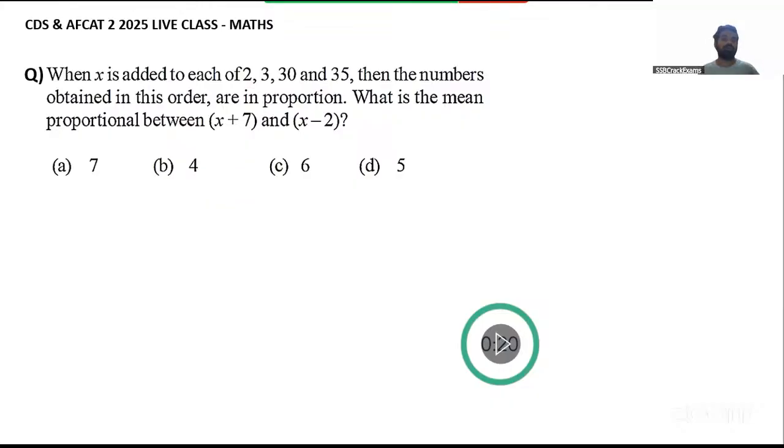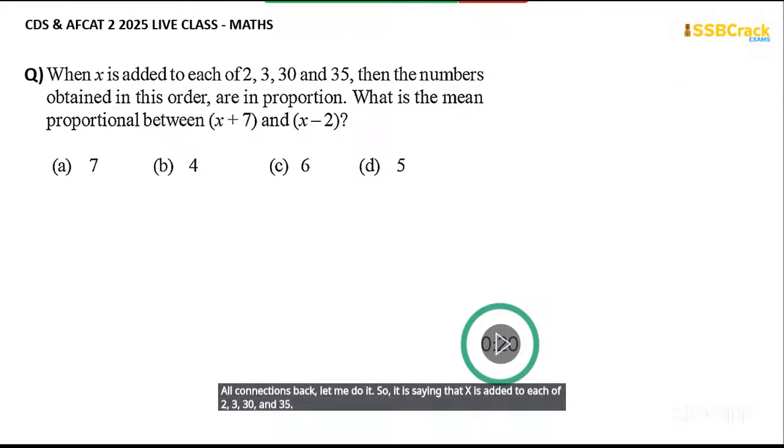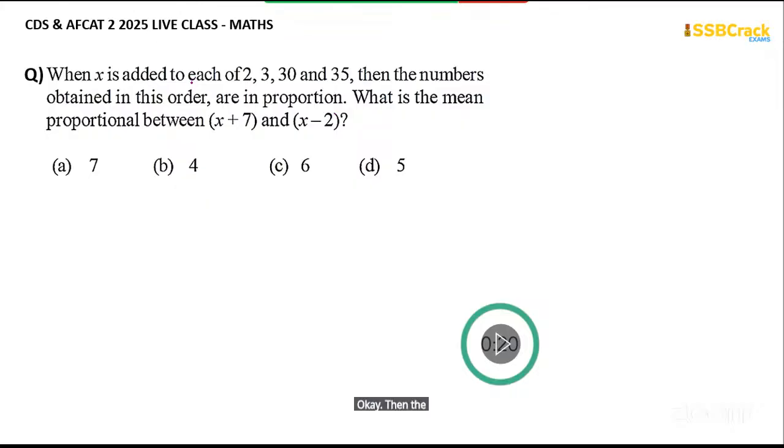Okay, let's start. Let me do it. So it is saying that X is added to each of 2, 3, 30, and 35. Then the numbers obtained in this order are in proportion.